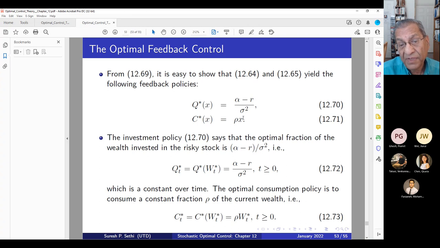Remember, this is a formula for any X. Whenever I find myself at x, at time t, my wealth is W t star. So my x is W t star at that time t. So this is what I'm consuming. I'm consuming a rho. If let's say rho is 0.1, then I'm consuming 10% of wealth each time. So if I'm rich, I spend more money in consumption. If I'm poor, I put less in consumption, proportionally less.